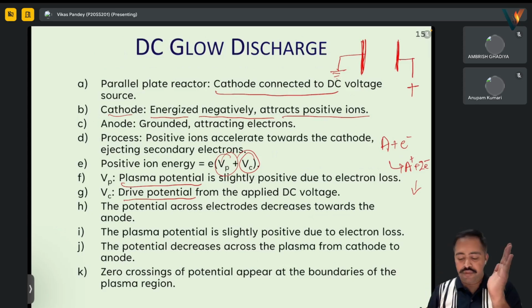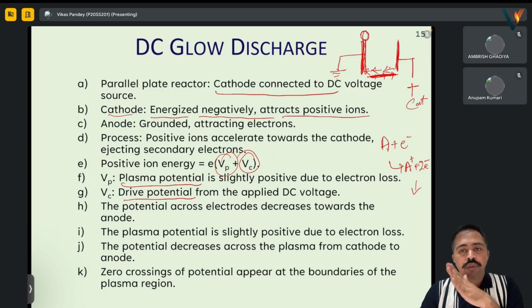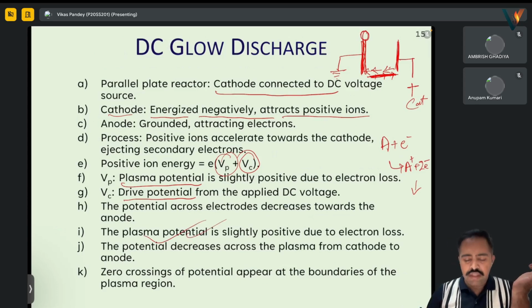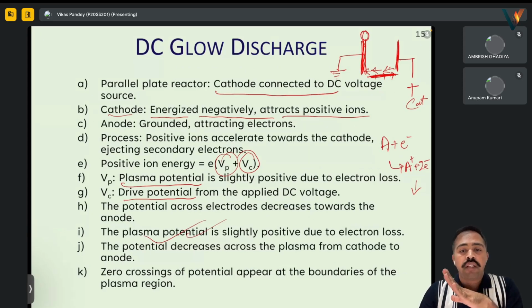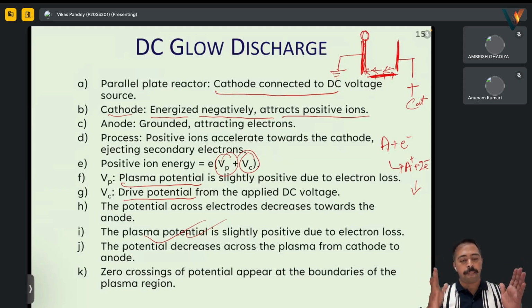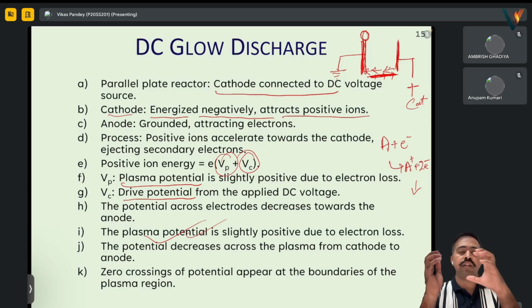When we are moving from the cathode towards the anode, which we are saying is zero, the potential will gradually decrease. We have seen that plasma potential is slightly positive due to electron loss. The potential decreases across the plasma from cathode to anode. So if we see the plasma, it will not be uniform. If we see it closely, the glow is much stronger near the cathode, and when we go towards the anode, gradually it will fade a bit.